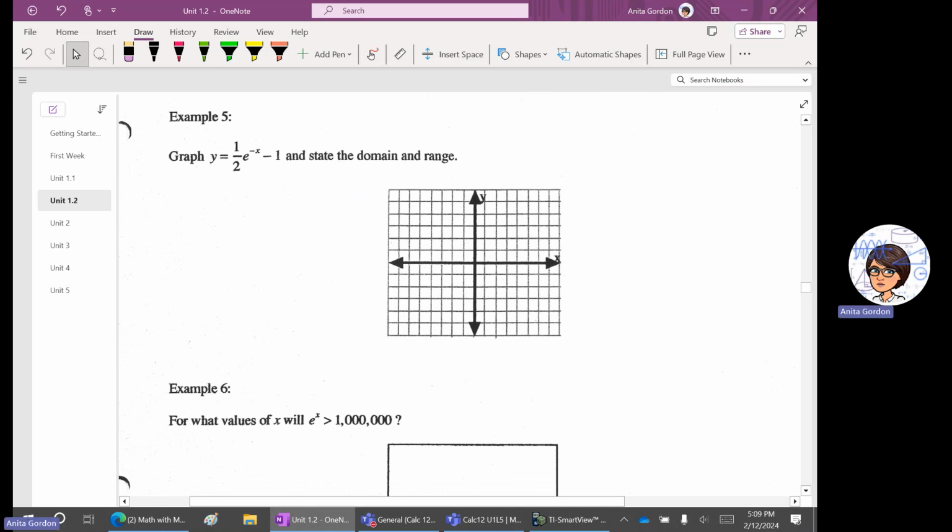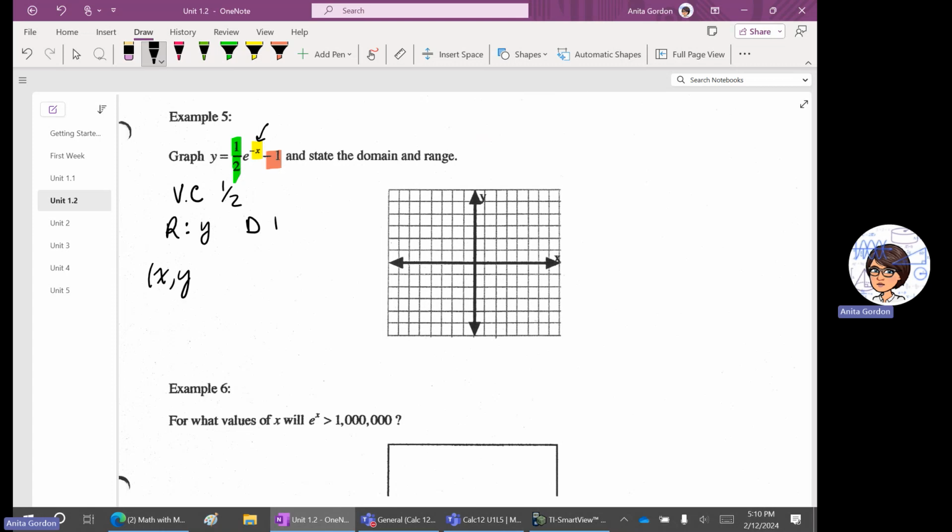I have 1/2 in front of the e to the x. I have a negative next to the x in the exponent, and I have a -1 on the outside. So lots of things going on here. This is telling me I have a vertical compression by 1/2. I have a reflection over the y-axis, and I'm moving down by 1.